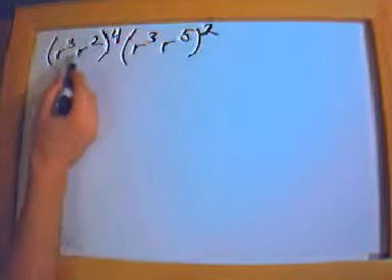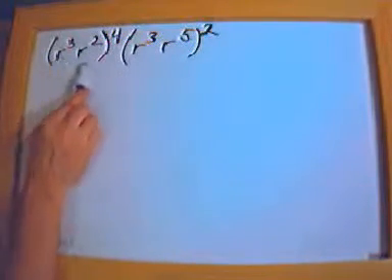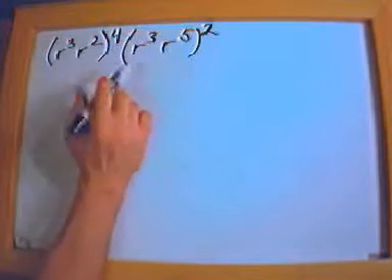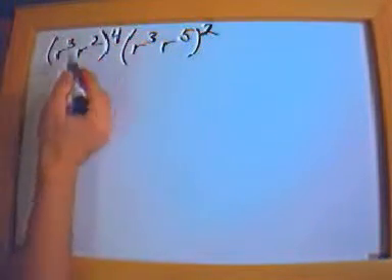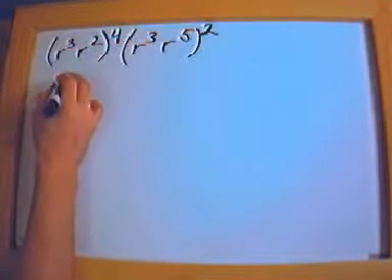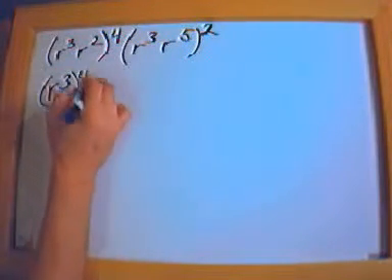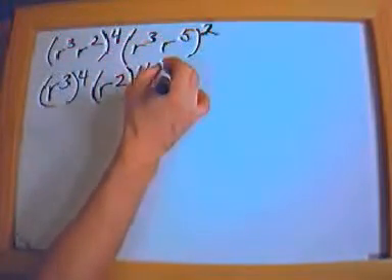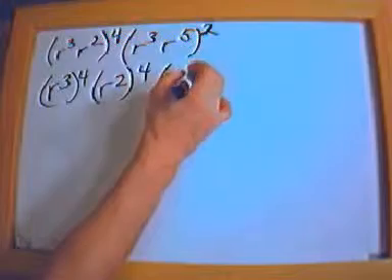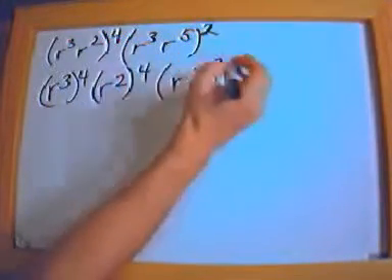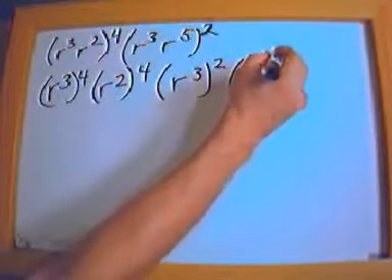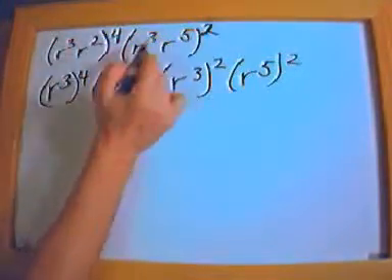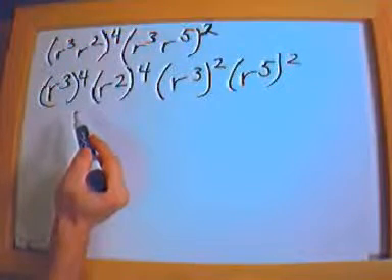Well, there are two ways I could do this problem. I could simplify the r's on the inside, and then I'd have an easy problem. But I'm going to do it a little bit different way. I'm going to distribute this exponent in. So I've got r to the third raised to the fourth power times r squared raised to the fourth power, and then over here I've got r to the third raised to the second power, and then r to the fifth raised to the second power. All I've done is take these exponents and distribute them in accordingly.